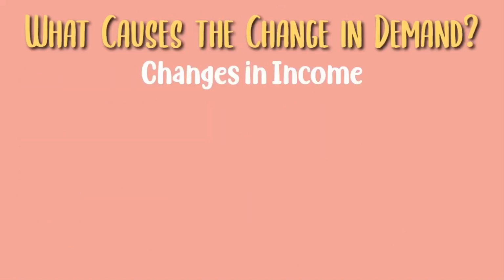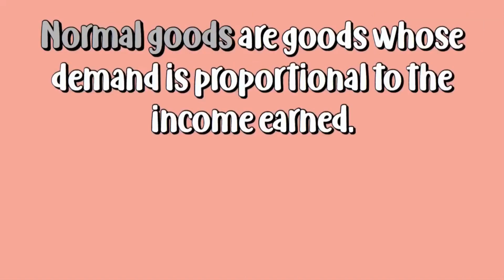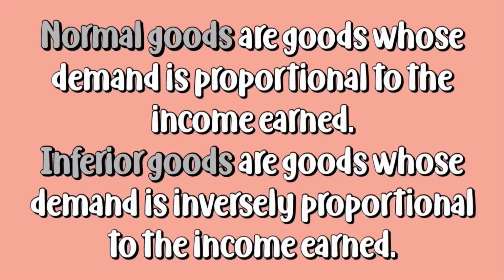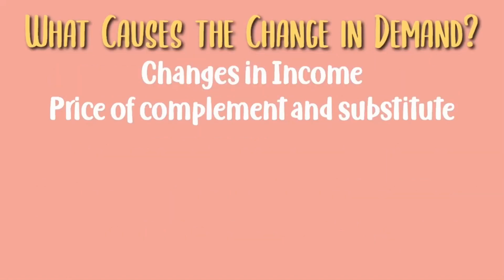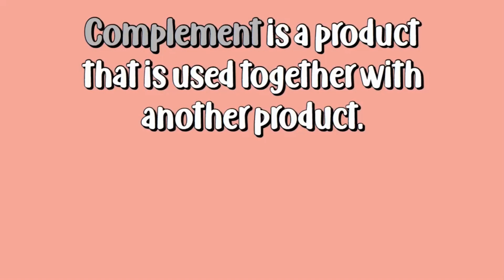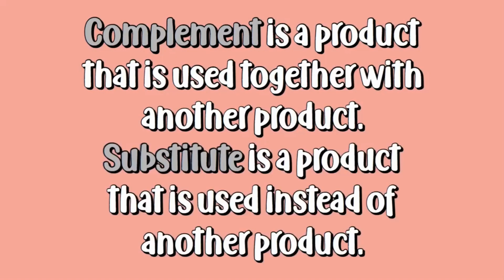Changes in income could affect the demand. Normal goods are goods whose demand is proportional to the income earned. Inferior goods are goods whose demand is inversely proportional to the income earned. The price of complements and substitutes could also affect the demand. Complement is a product that is used together with another product. Substitute is a product that is used instead of another product.